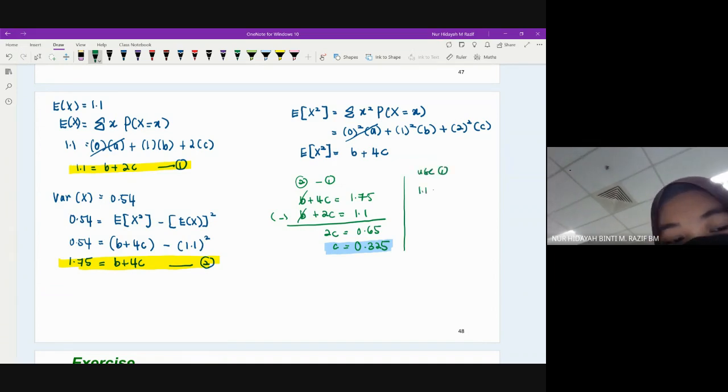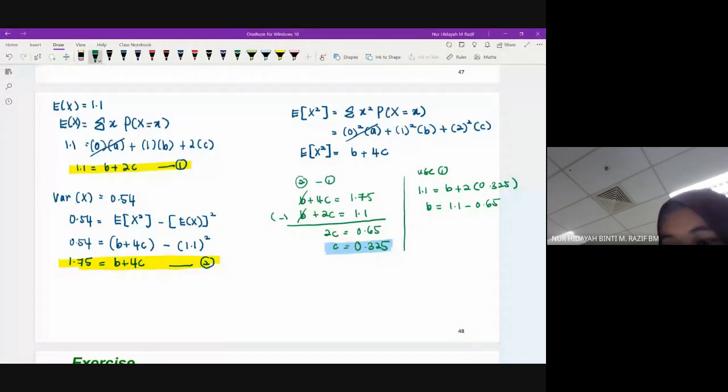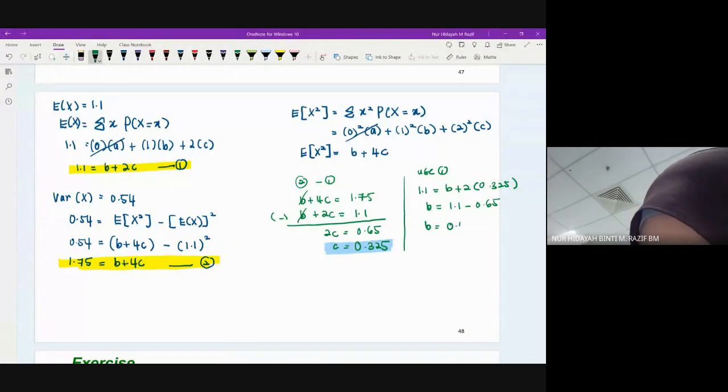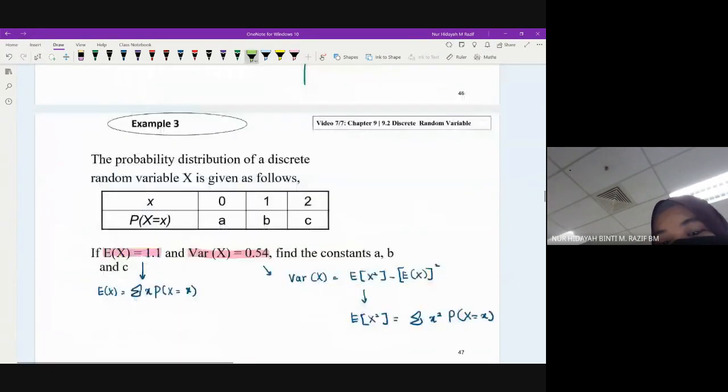I have 1.1 is equal to B plus 2 times 0.325 and that is equal to B is equal to 1.1 minus 0.65. Okay, so dapatlah nilai B bersamaan dengan 0.45. Okay, so dah dapat nilai B dan juga nilai C. Macam mana kita nak cari nilai A?